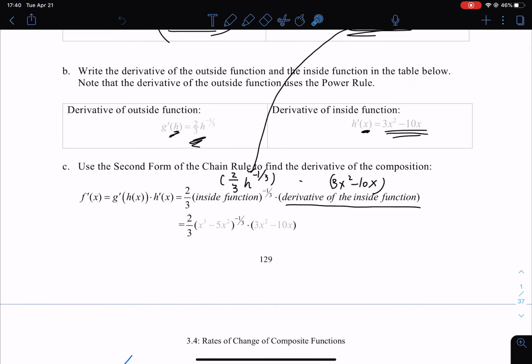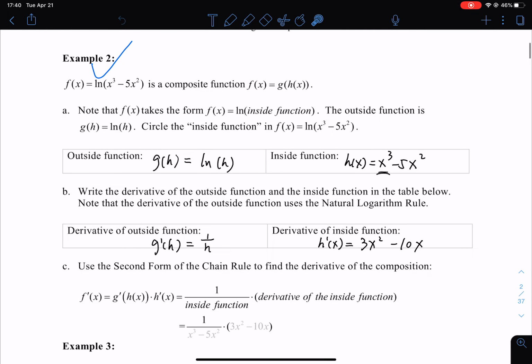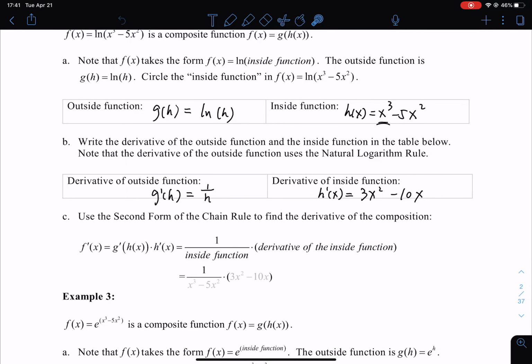So let's see one example. Example 2, you can see here, natural log of x cubed minus 5x squared. So this is a function computation. We have two functions, inside one and outside one. So the inside function is just, you can see this one in the parentheses. That is, we use the notation h of x is x cubed minus 5x squared. And the outside function is natural log of something. So g of h is just natural log of h. The derivative of the outside function, the natural log of h, is just 1 over h. And the other one, x cubed minus 5x squared, the derivative is just this one. So the last step, we have to multiply them together.